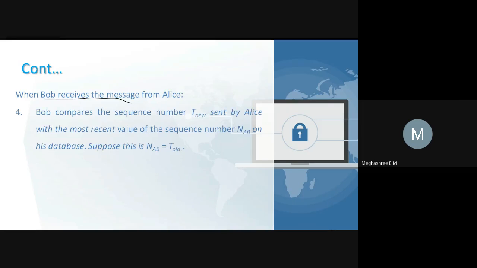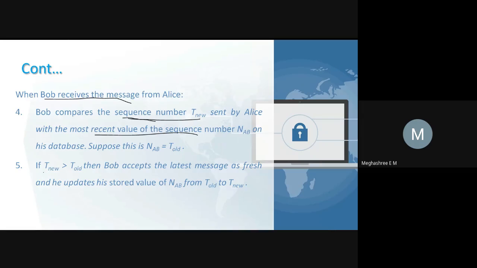Fine. So next we'll see what happens at the Bob end. Whatever the message is, Bob receives the message from Alice. What happens here? Bob compares the sequence number. Along with the message, he will receive a sequence number, right? That is T new, sent by Alice with the most recent value of the sequence number. That is NAB, right? So that is sent from Alice to Bob.